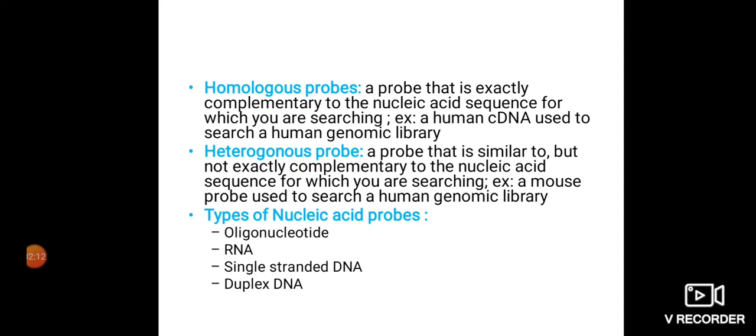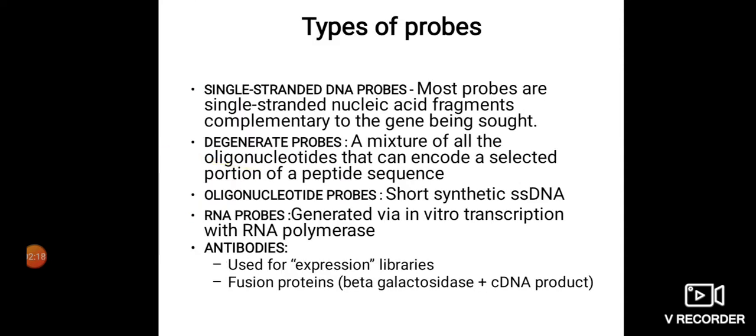So the types of nucleic acid probes: oligonucleotide, RNA, single-stranded DNA, and duplex DNA are also used as probes. Most probes are single-stranded nucleic acid fragments complementary to the gene being sought. There are also degenerate probes, a mixture of all the oligonucleotides that can encode a selected portion of the peptide sequence. Then oligonucleotide probes are synthetic single-stranded DNAs. RNA probes can be isolated mRNA fragments, or we can even use the mRNAs directly as probes.